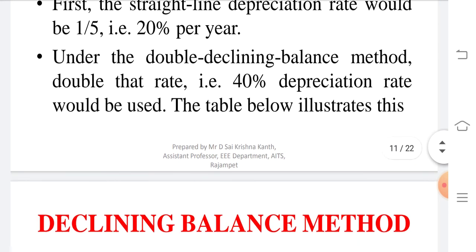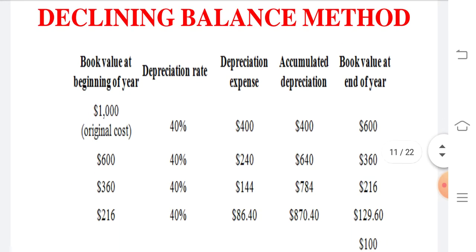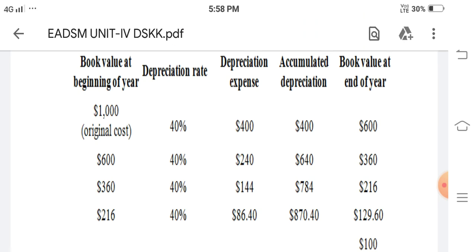I will explain the same example in a table. The book value at the start of the first year is 1000 rupees, with a depreciation rate of 40%. So the depreciation expense for the first year is 40% of 1000, which is 400. The book value at the end of the first year, or the start of the second year, is 1000 minus 400, which is 600. During the second year the depreciation rate remains the same, 40%, but it is calculated on the book value at the start of the second year, which is 600.